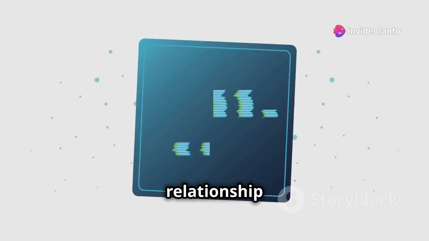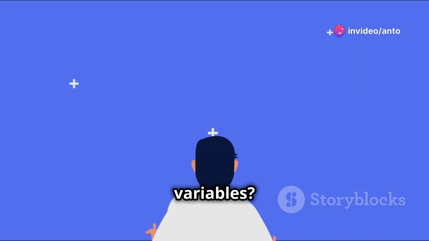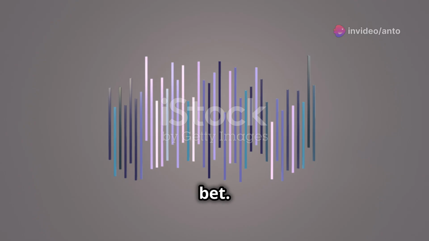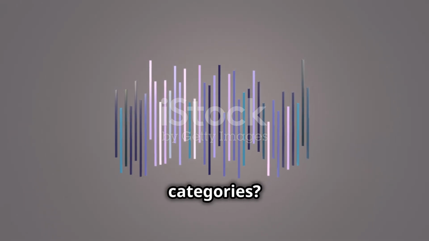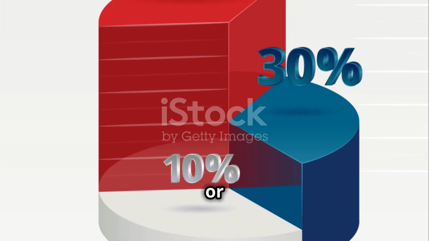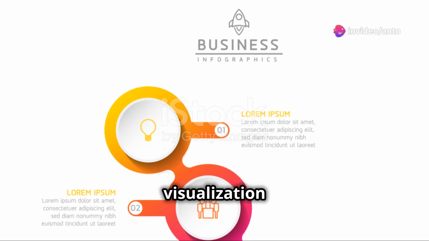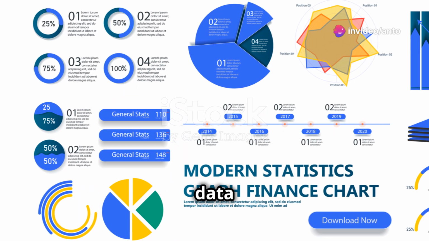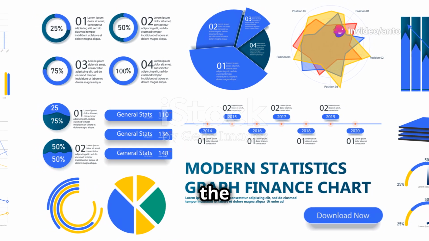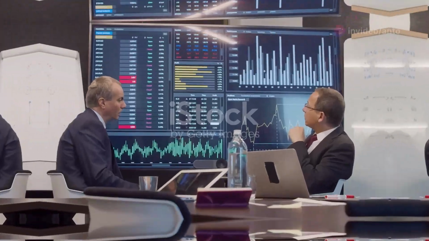Want to show the relationship between two variables? A scatter plot might be your best bet. Need to compare the proportions of different categories? A pie chart or bar graph could do the trick. The key is to choose a visualization that accurately represents the data and effectively communicates the message you're trying to convey.